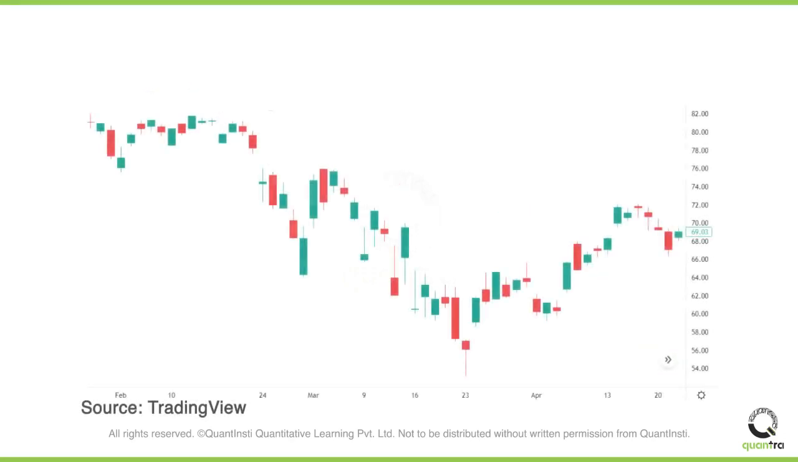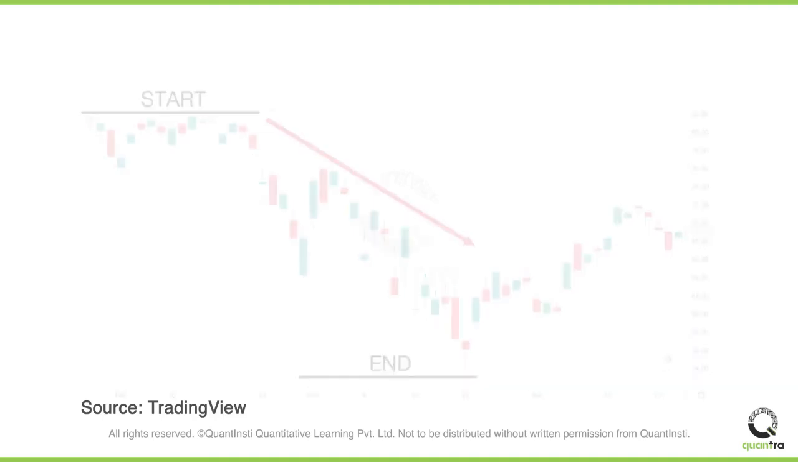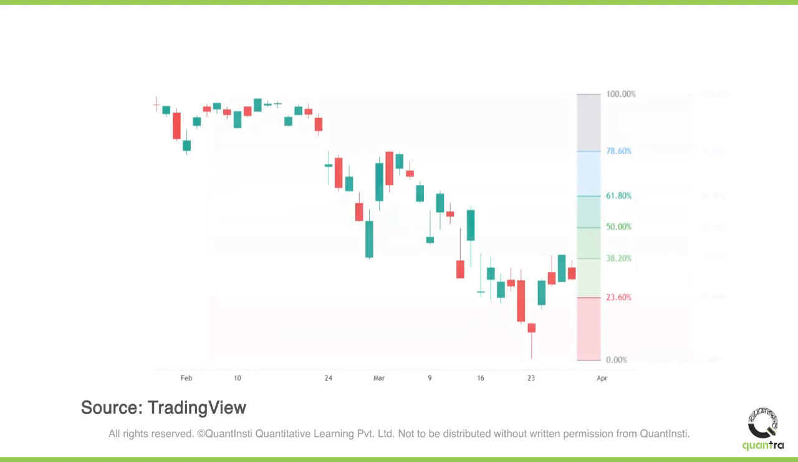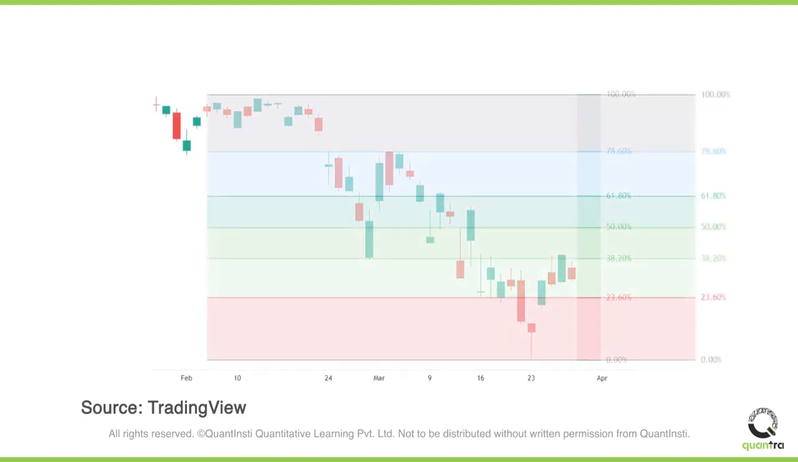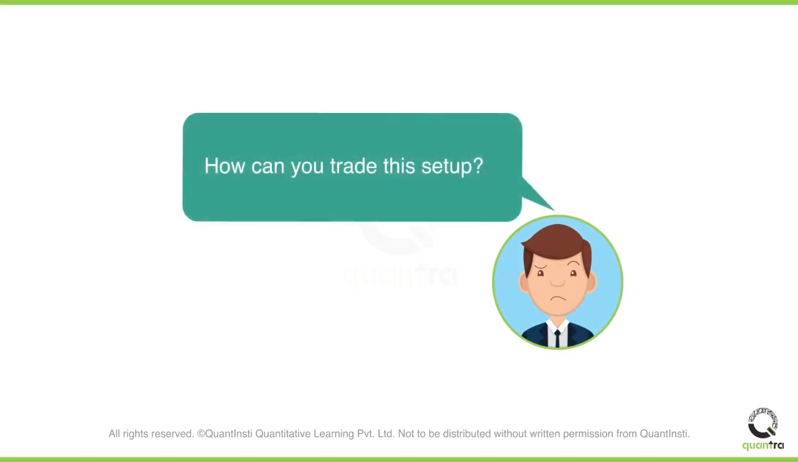Let us quickly visit TradingView and mark the Fibonacci levels for a downtrend on an actual chart. As you can see, we have a clear downtrend visible in this period. Now to visualize the Fibonacci levels, you can simply use the Fibonacci retracements tool and mark the start and end points of this trend. And there, we have successfully identified the Fibonacci levels. Now that the levels are identified, how can you trade this setup?